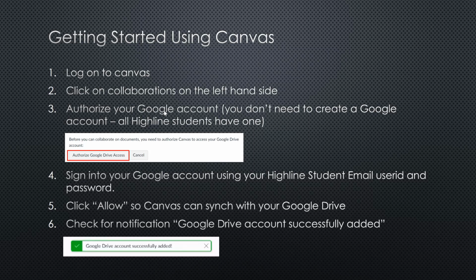In order to authorize your Google account, you simply need to sign in using your Highline student user ID and your password, which is the same one that you use to log into Canvas. If you've already activated your Google account by using another Canvas app, then you don't need to do anything and you can skip this step. After you activate your account, you'll be all ready to go.